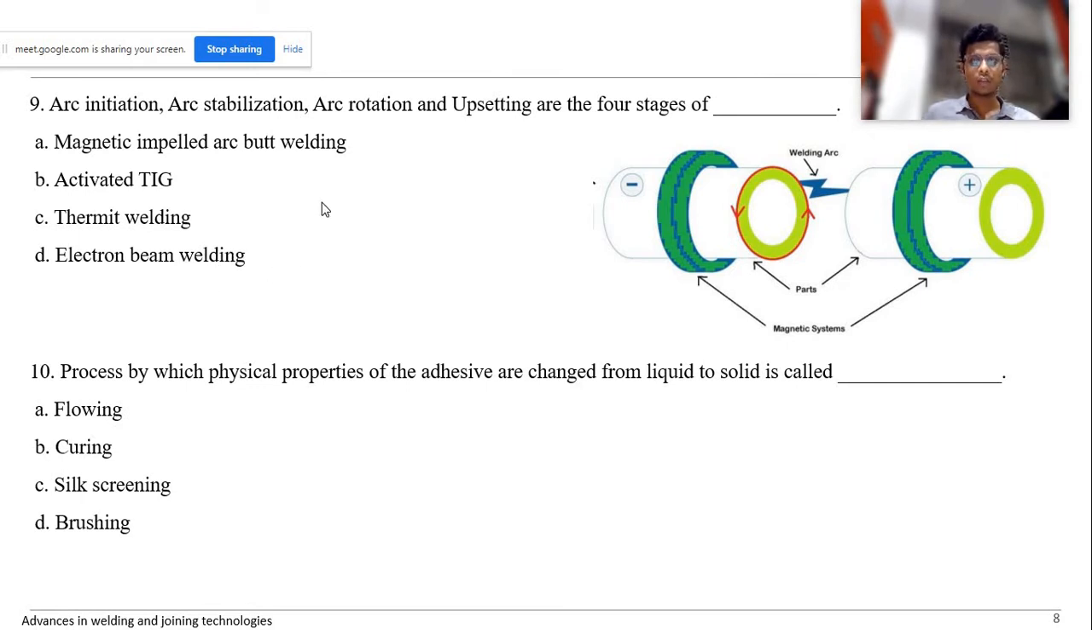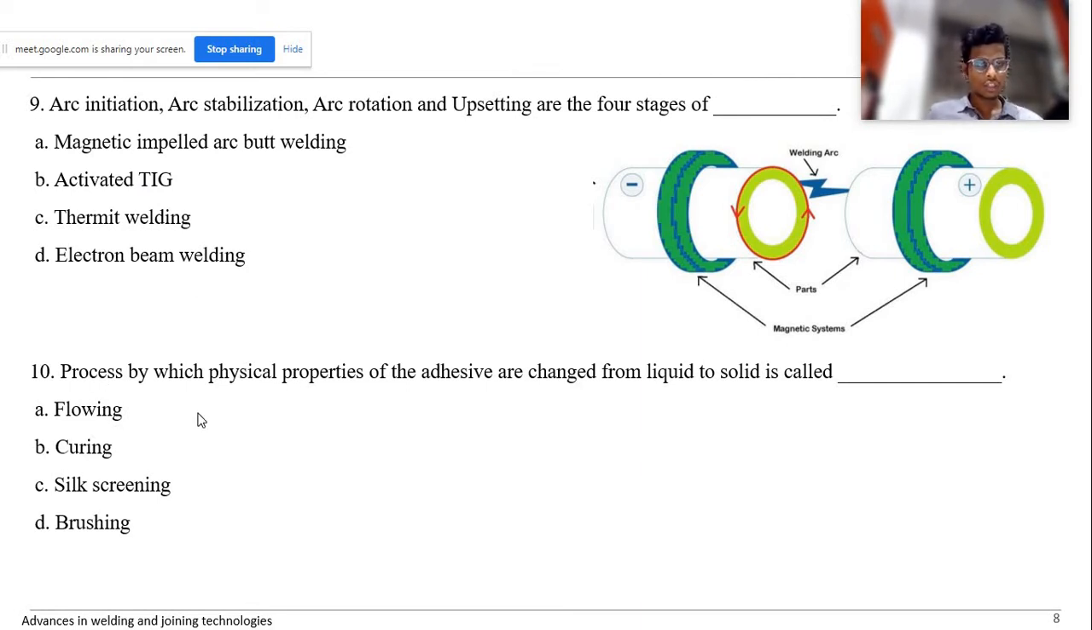This is the thermionic emission of electrons from the electrode to the base plate. The welding happens. And activated TIG welding is basically TIG, tungsten inert gas welding, where we apply some kind of active elements, like sulfur or oxygen flux, on the base plate, so that we can apply decomposition. So option 9 is the answer. I hope you guys are clear with this.